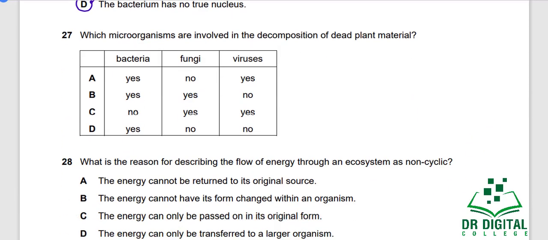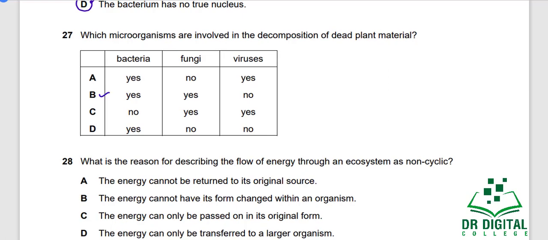In question 27, which microorganisms are involved in the decomposition of dead plant materials? Okay, now bacteria are involved and fungi are involved, while the viruses are non-cellular. So it is yes for bacteria and fungi. In B, it is no for viruses. Why is A wrong? Because it's saying that fungi are not involved, so that is why it's wrong. Why is C wrong? It is saying that bacteria are not involved while viruses are involved, so that's why it is wrong. Why is D wrong? It is saying that fungi are not involved, that's why D is wrong. The correct answer for question 27 is B.